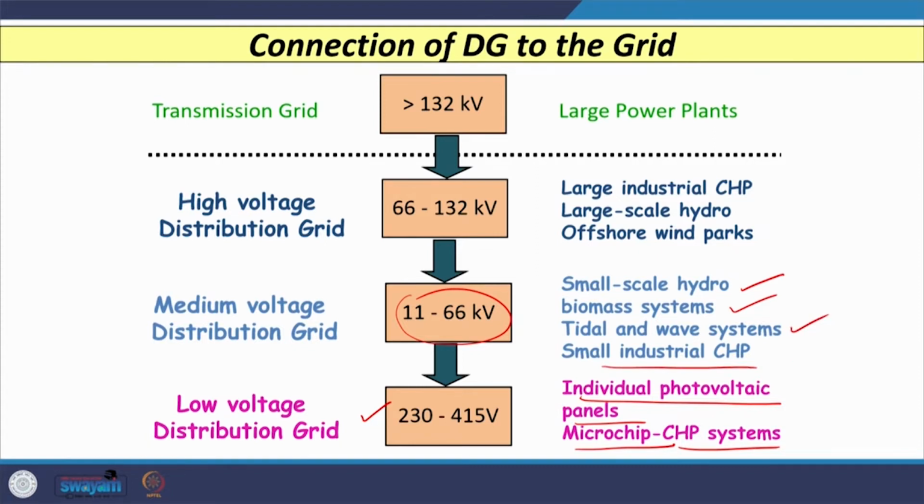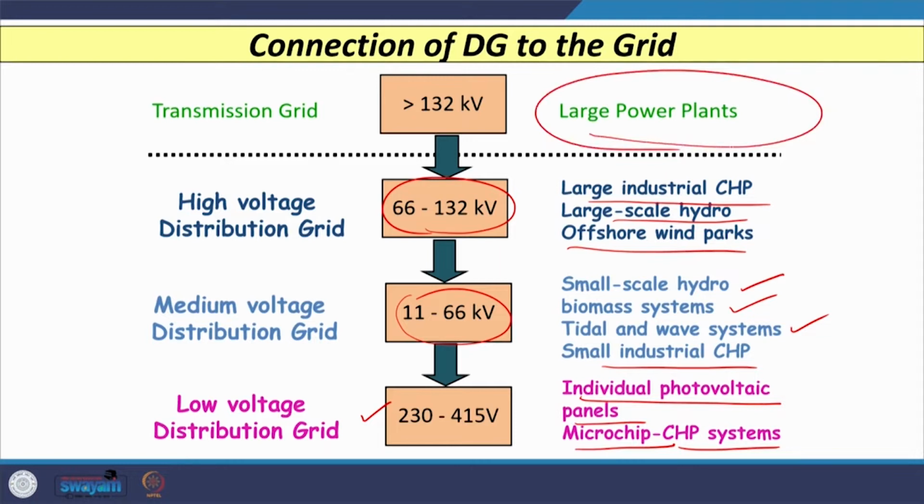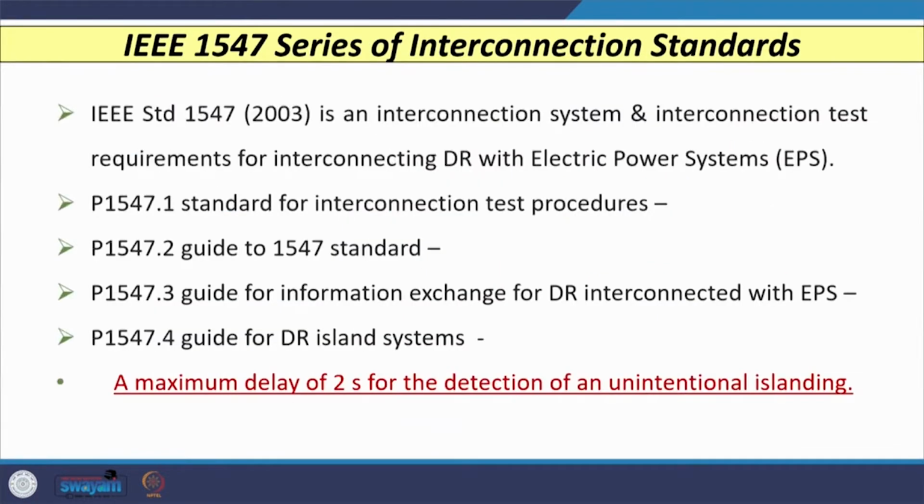You can also connect DG or DER at the high voltage grid, that is 66 to 132 kV, and the examples are large industrial combined heat and power plants, large scale hydropower plants and offshore wind parks. And you can also connect the DG or DER at transmission level when you have large, let us say, solar or wind parks.